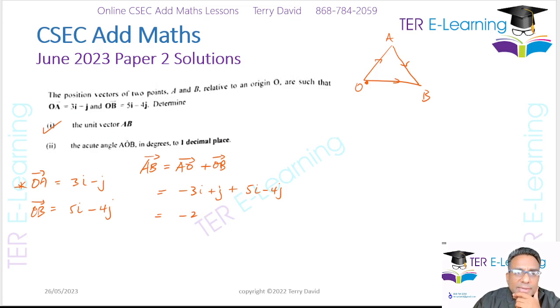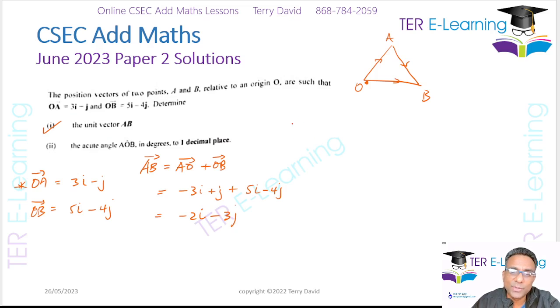Minus 3i plus 5i, yes, that's correct, right? And then we have j minus 4j, so this is minus 3j. So that's the vector AB that we're talking about. But that's not the answer.